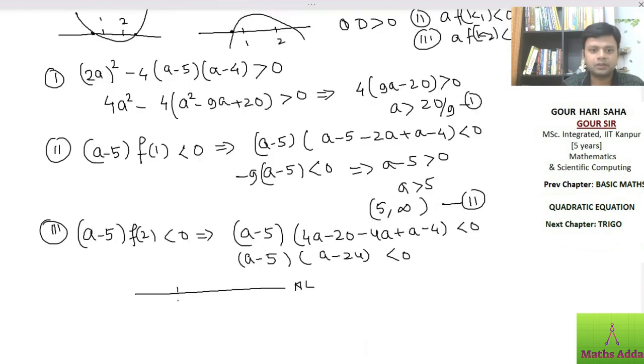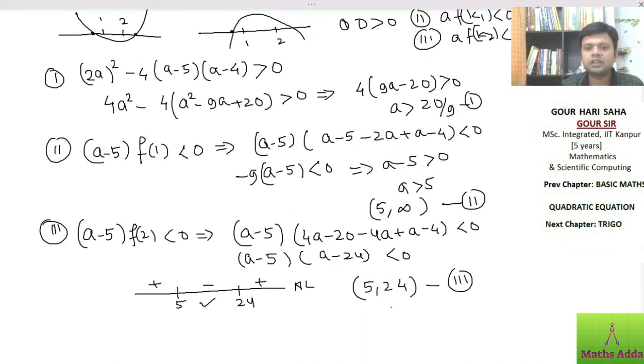Number line 5, 24, and then it is plus, minus, plus. We are looking for less than 0. So 5 to 24. This is the third one, right? Now what do we need? We need to find the intersection of 1, 2 and 3. So let's take the intersection.